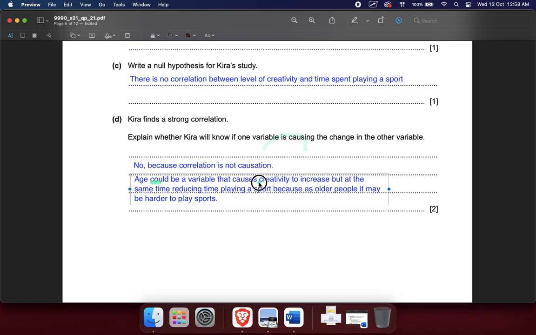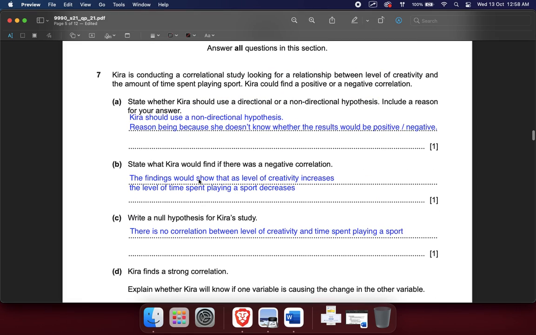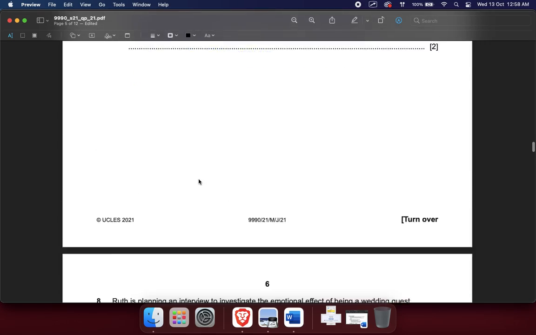Age could be a variable that causes creativity to decrease, but at the same time reducing physical time playing a sport, as older people may find it harder to play. Something along those lines, you just want 2 marks, right? So 1 mark is identifying the answer: no, correlation or causation. 2 marks is describing a situation where this comes into play. What could be a third variable? So age is one of them. What else could it be? Education, maybe.